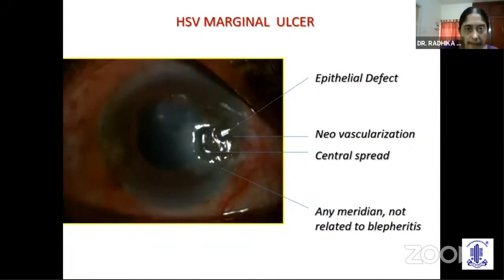It is characterized by an epithelial defect. It spreads centrally rather than peripherally like a PUK. And the meridian of the ulcer may not correlate with the blepharoconjunctivitis that it is associated with. So, like we already said, blepharoconjunctivitis associated with marginal ulcer again is a primary infection with HSV.